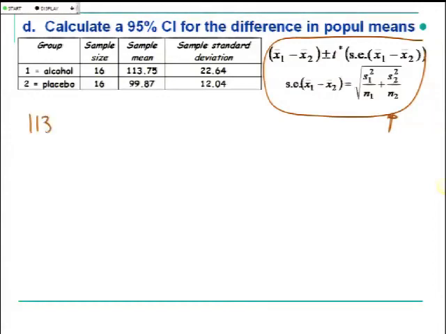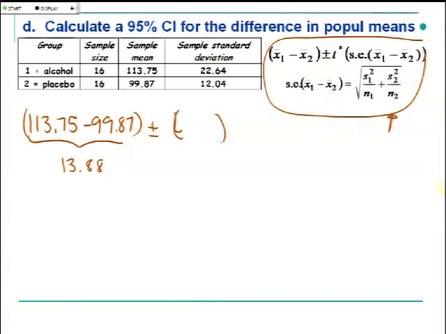That 113 minus the 99 gives us that almost 14 seconds. It's 13.88. And we'll need a T-star in a moment. We'll talk about what that will be with its degrees of freedom. And then the standard error will have to be computed too. Now, tell me what I'm doing wrong.